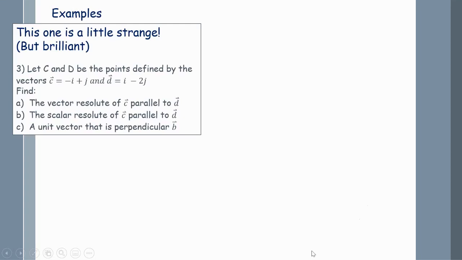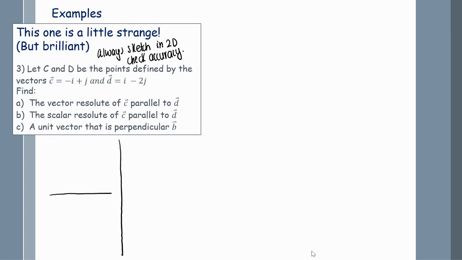The second example that we're going to do is a little strange, but it's also brilliant at the same time. So it's another vector projection problem. It says let C and D be the points defined by the vectors C equals minus i plus j, and vector D is i minus 2j. We're going to begin the problem with a rough sketch just to check the accuracy of our answers.